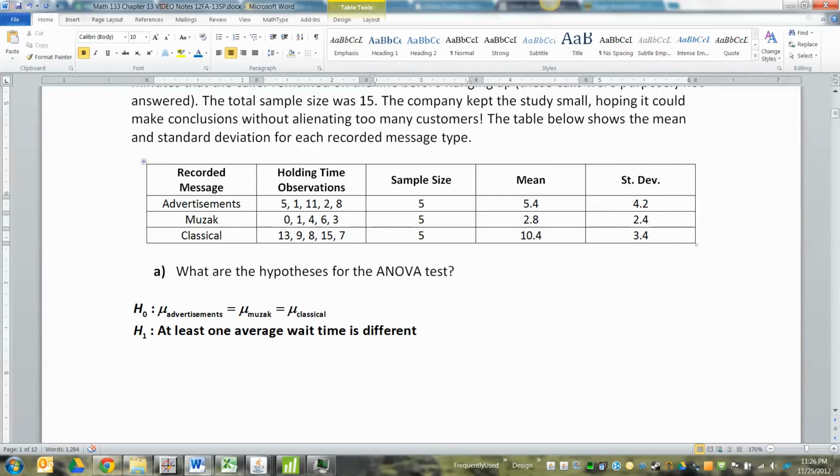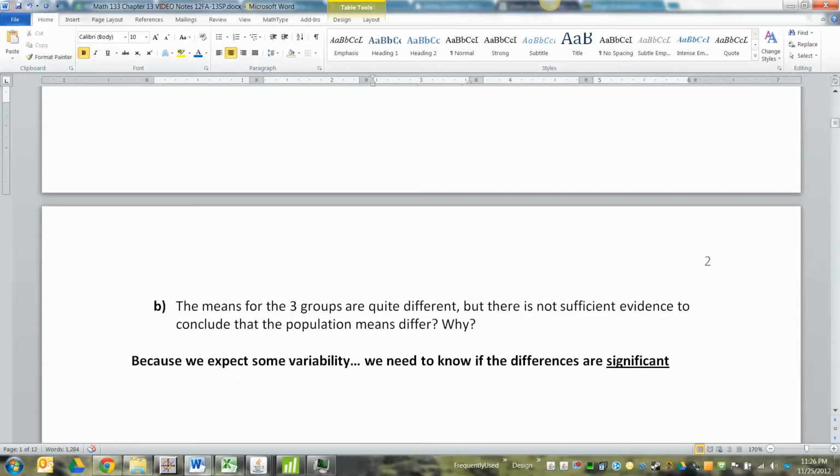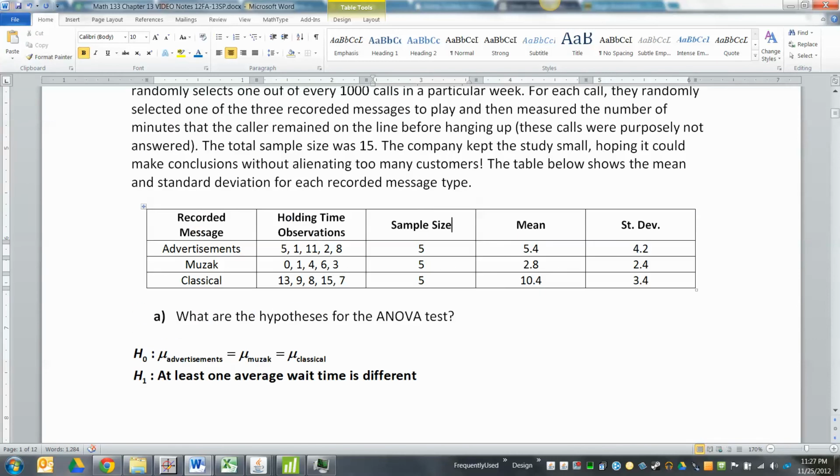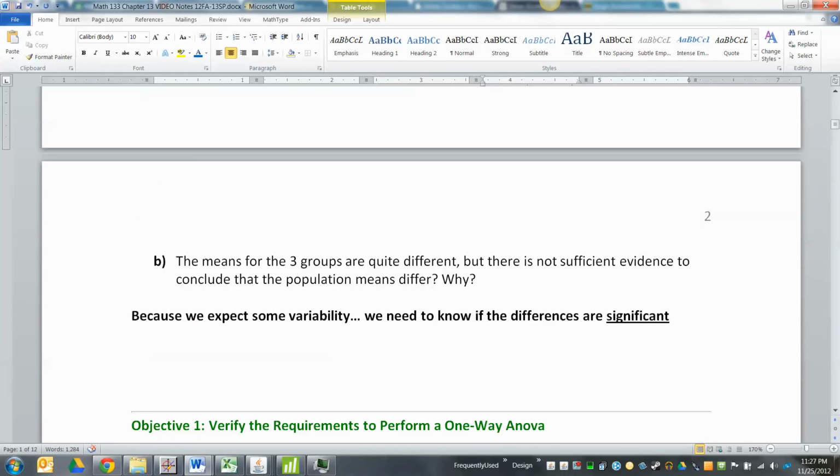All right. What are the hypotheses for the ANOVA test? Well, it's that the average time for ads is the same as the average time for music, which is the same as the average time for classical, that they're all the same. The alternative to that is at least one of them is different. All right. So the means for the 3 groups are quite different, right? Look at these. 5.4, 2.8, 10.4. So that is quite a bit of difference. But there's not sufficient evidence to conclude that the population means differ. Why?